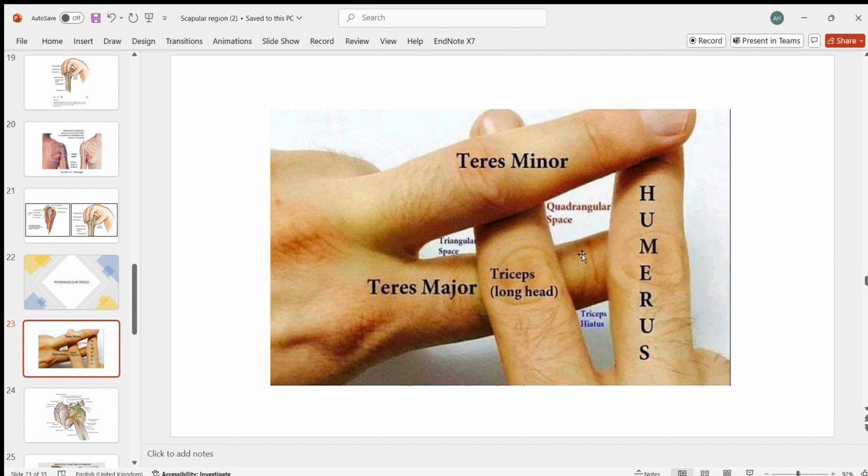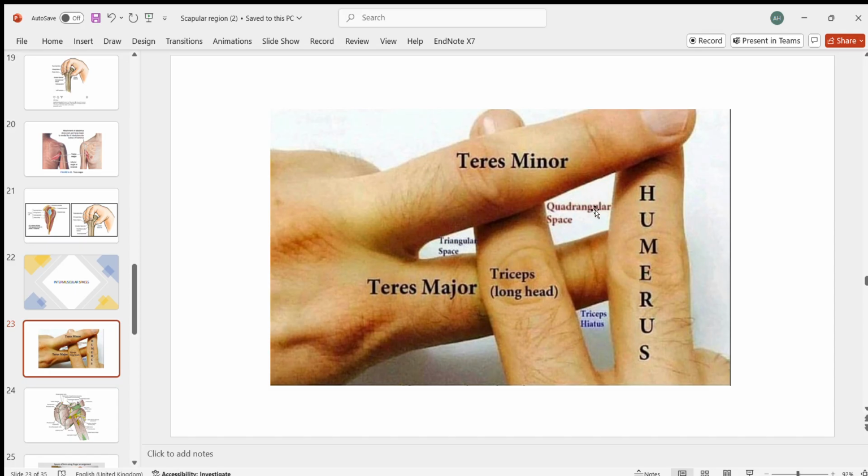Take your right hand, take out your index finger and the middle finger and put them vertically like this. And then take your left hand and put your index finger and middle finger horizontally. So in this way, we are able to create the three spaces. Now this one is the humerus on the lateral side and triceps on the medial side. This is teres minor superiorly and this is teres major inferiorly. In this way, we are going to learn the boundaries of the intermuscular spaces. First of all, let's do this from this picture.